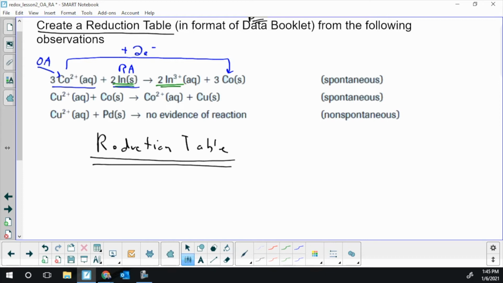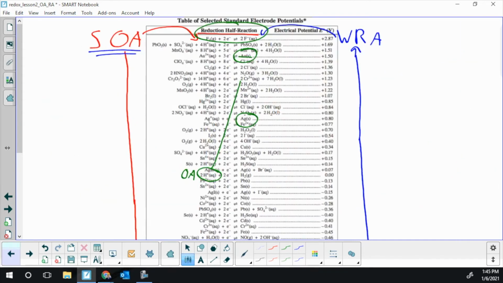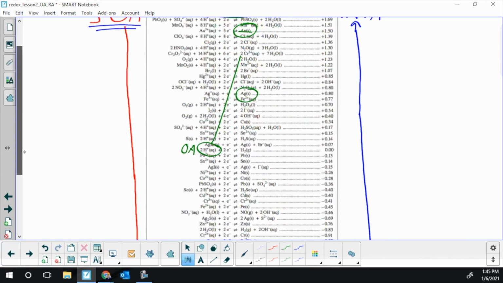Now, one thing you'll find as a trend, neutral metals are always RAs. And this is a really helpful trend. I'm going to flip back in my data booklet, and this is why it's so much easier for me, because I know so many trends.